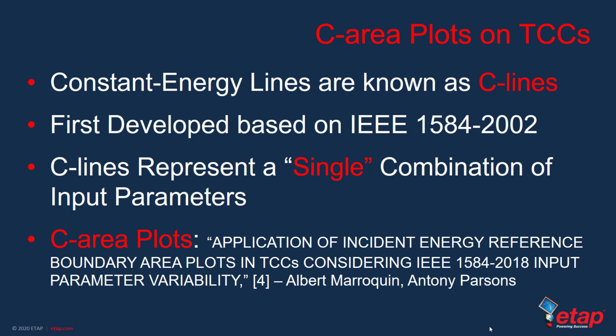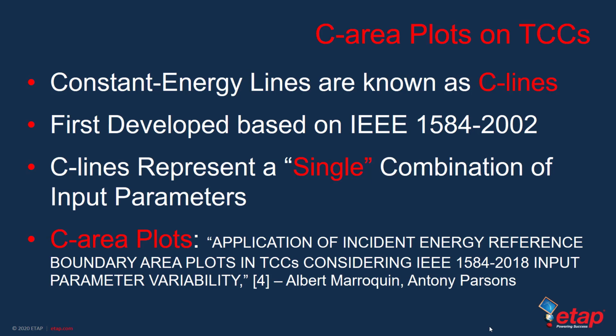However, the use of C lines, as the industry has used over the last couple of decades, is limited, and really it is inadequate for capturing all the potential variations in the construction of our equipment, of our different types of equipment. C lines in reality represent only a single combination of the input parameters that we use when we perform an arc flash analysis.